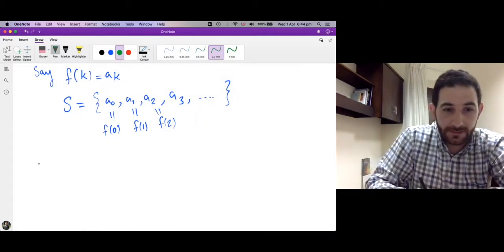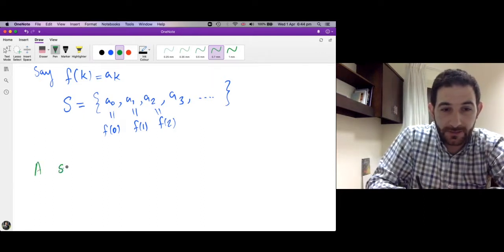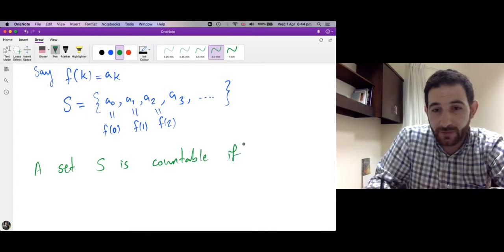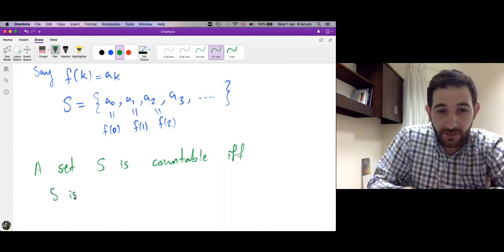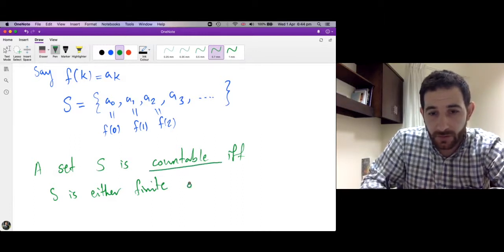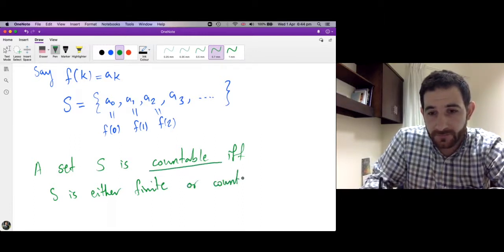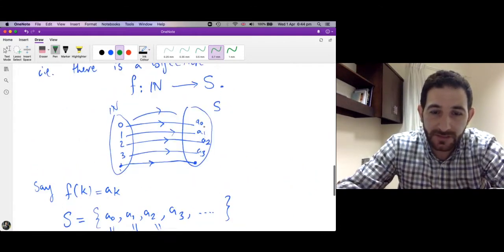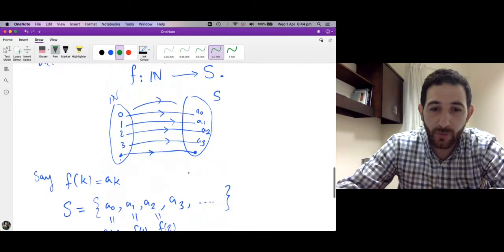Now the second definition is, we call a set S countable if and only if S is either finite or countably infinite. Full stop.